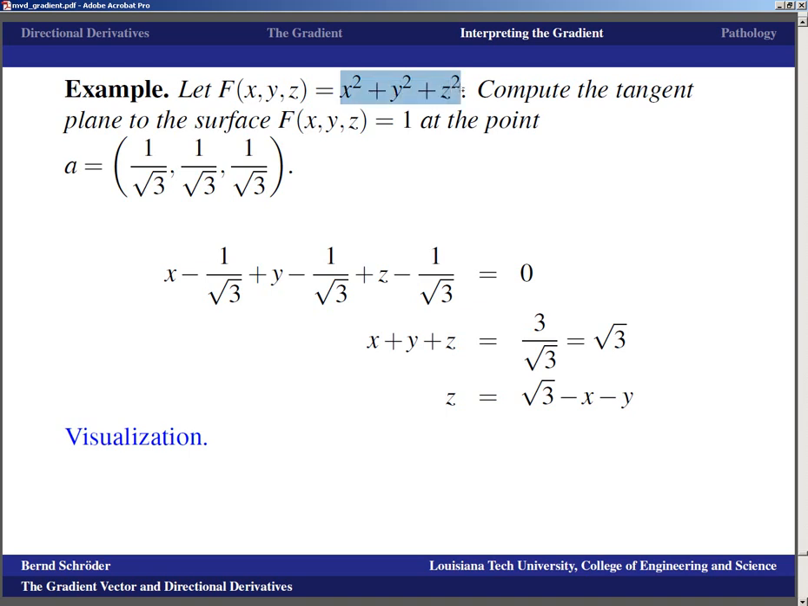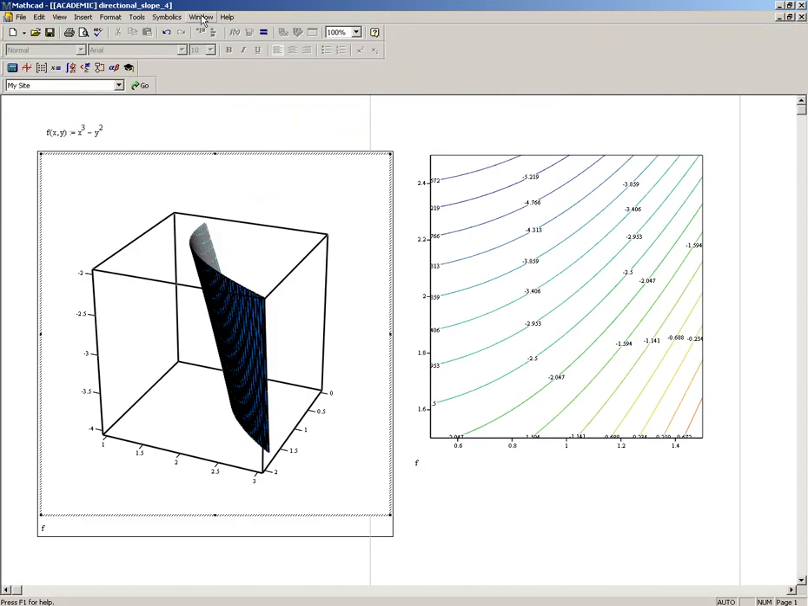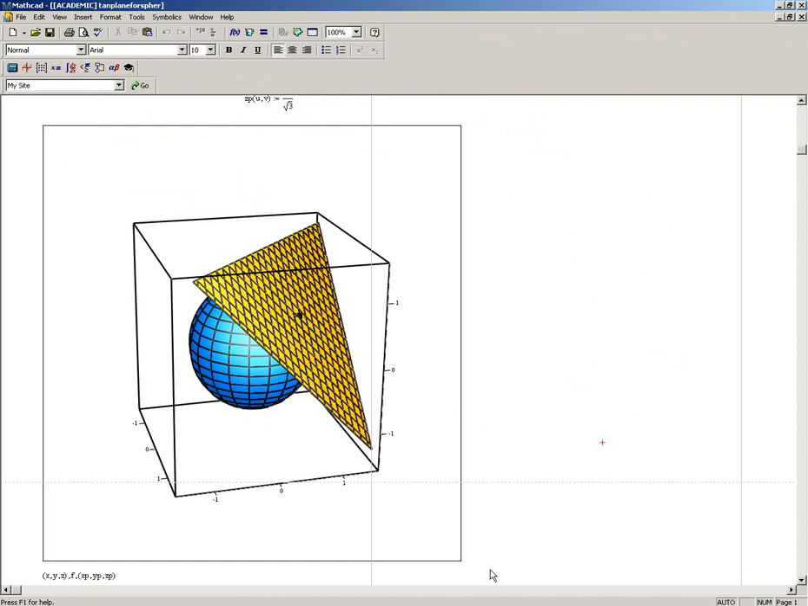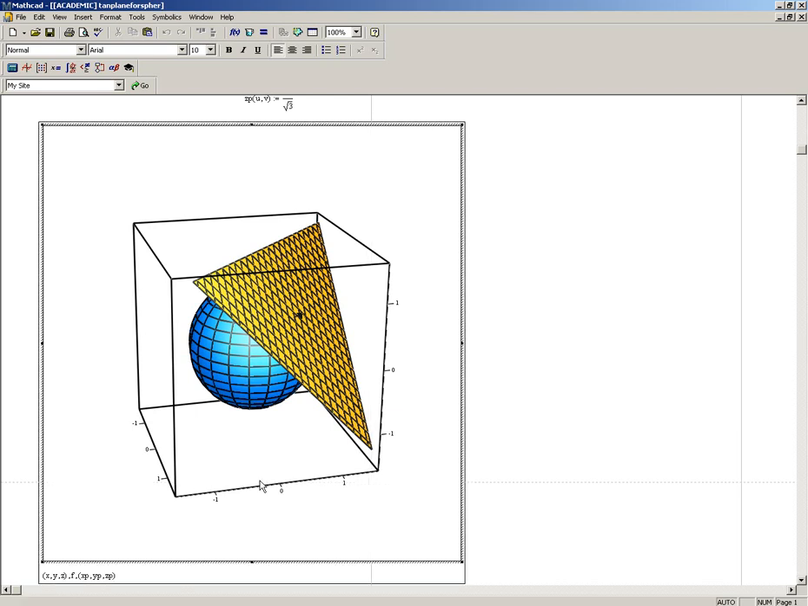x squared plus y squared plus z squared equals 1. That's a unit sphere. That's something we can draw. That's something we can take a nice look at. So here's the unit sphere. And if we're looking at the axes, I think they are all set up in the usual way. Not quite here. Let's see. How does this go?